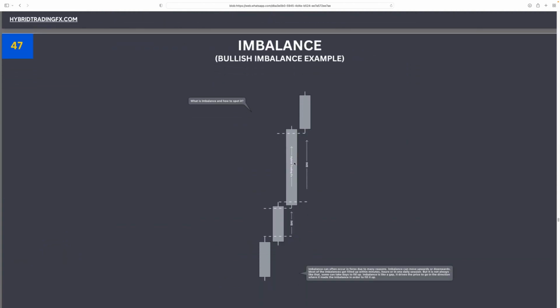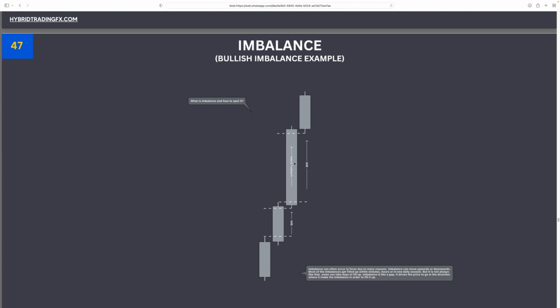And that's another lesson, guys. Imbalance. I think that everyone knows what imbalance is. Imbalance is basically like a gap in the market. Let's explain it this way, because everyone knows what a gap in the market is. So what happens when the market makes a gap?